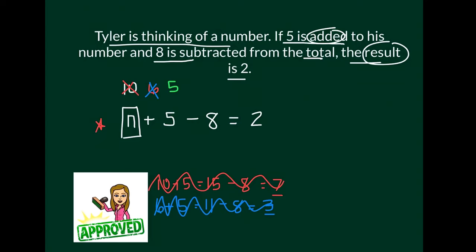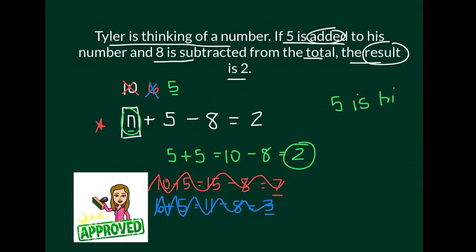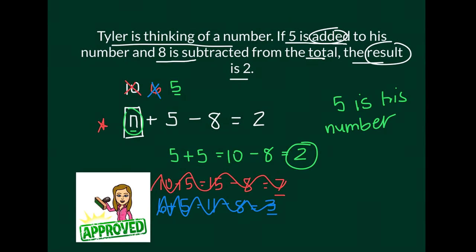Following the steps, I'll first do 5 plus 5. Remember, I'm now using 5 to substitute n here, which equals 10. Then minus 8, that second step. Yay, 2! We found it. So Tyler's mysterious number here, n, happened to be 5. So I could say 5 is his number. I love problems like this because they're like little puzzles you have to solve.